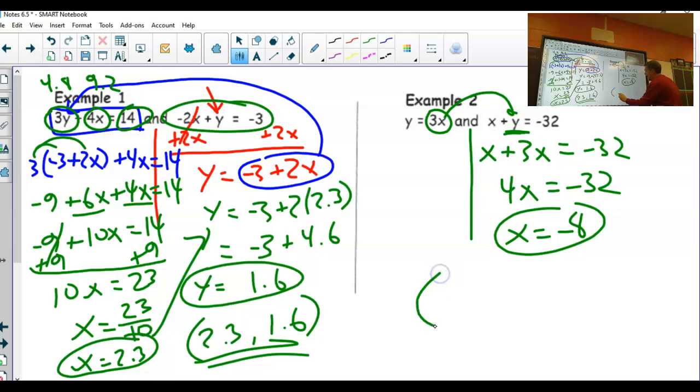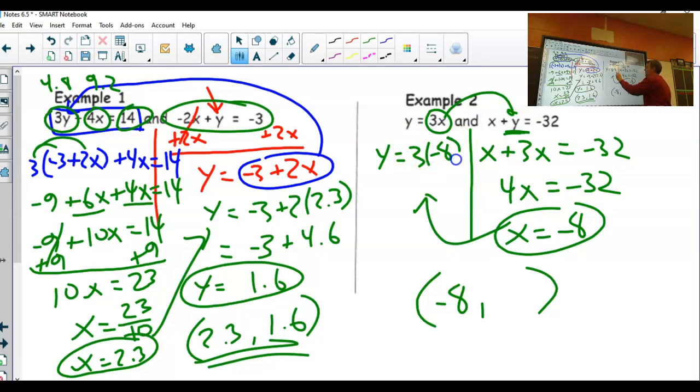And then I can go ahead. This is an easy one to solve, right? 4x equals negative 32. And I would divide both sides by 4 and get x equals negative 8. I now have half of my answer. And I would get the other half by substituting that back into the first equation. Y would equal, instead of 3 times x, 3 times negative 8. So y would equal negative 24.